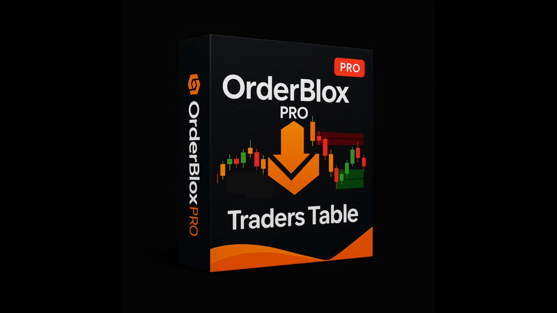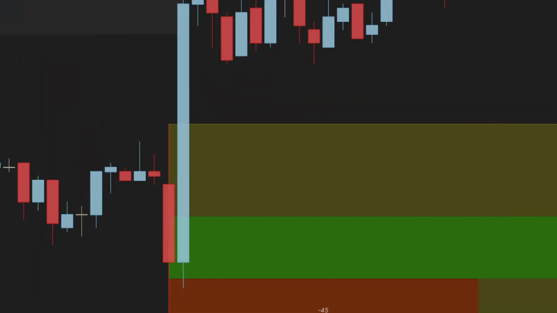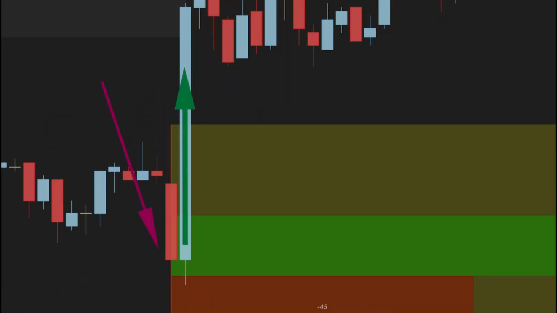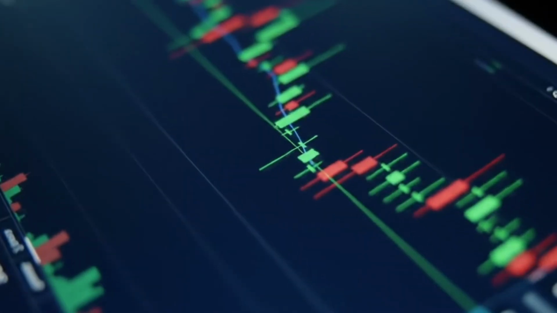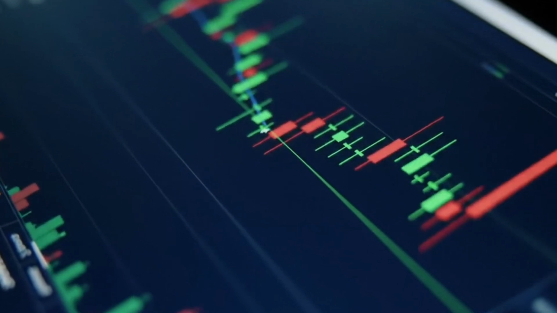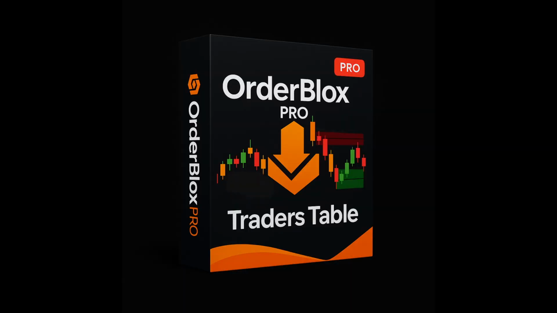So at its core, OrderBlox is looking for a specific source candle. For a bullish order block, the source is typically the last down candle, which would be the bearish candle, before a strong upward price movement. This zone represents an area where selling was absorbed and buyers took over, they took control of the price action. So OrderBlox tries to firstly identify these source candles.